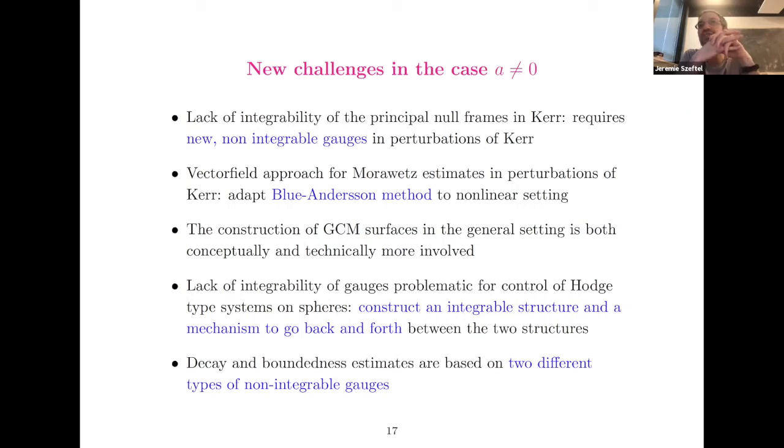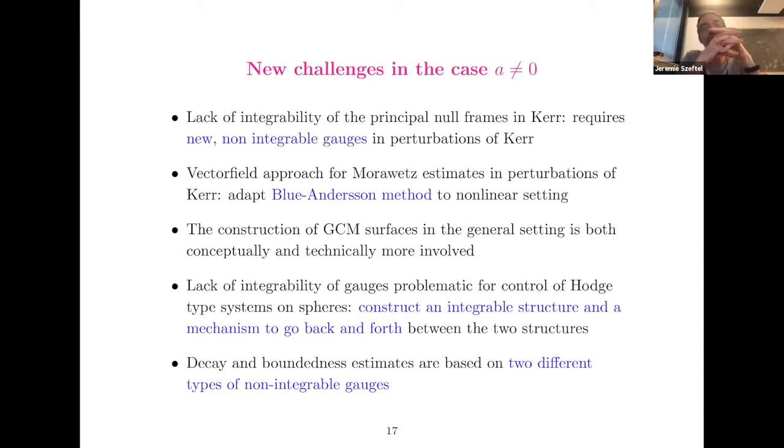You cannot control the system directly. So what you need to do is to construct an integrable structure. In other words, this time a geometric frame which is adapted to the sphere, and that you compare with a non-integrable frame. And then you need a mechanism to go back and forth between the two. In other words, you get an elliptic system in one frame, you translate it into an elliptic system in the other frame, plus an extra term, and you have to control the extra term. Then you use the control in the integrable frame, and then you have to go back. So that's probably the main additional difficulty: the fact that you cannot directly integrate the Hodge type systems if you're not integrable.